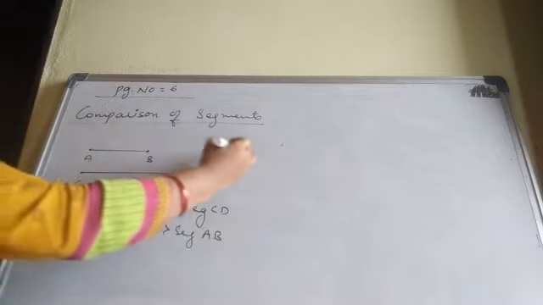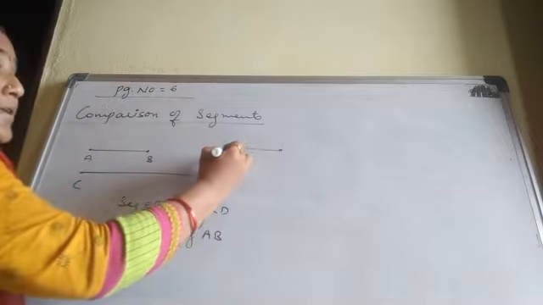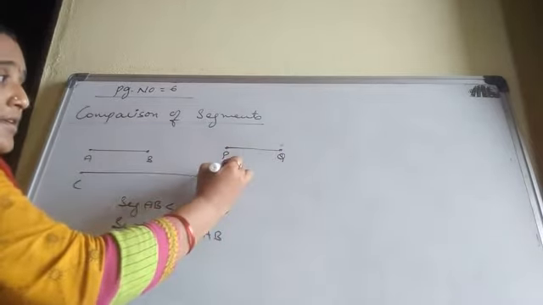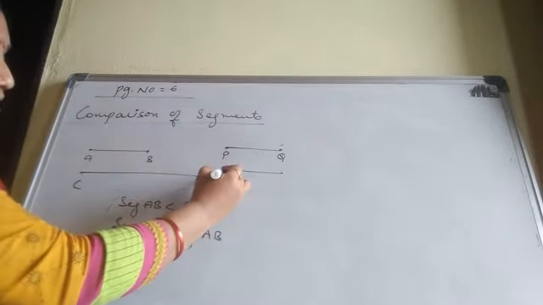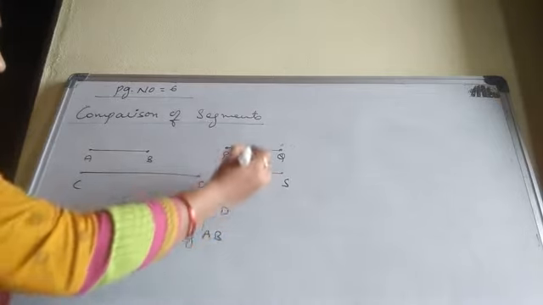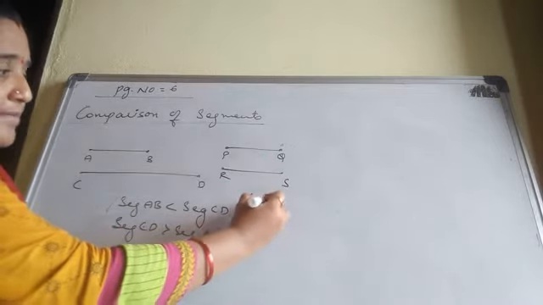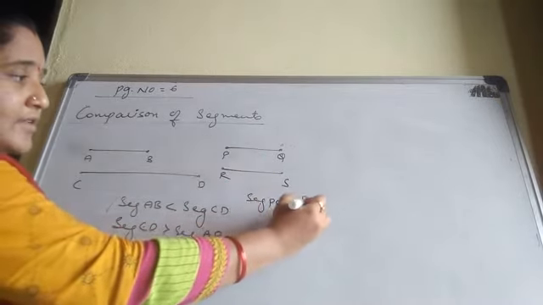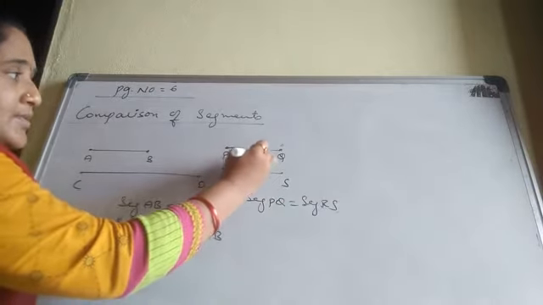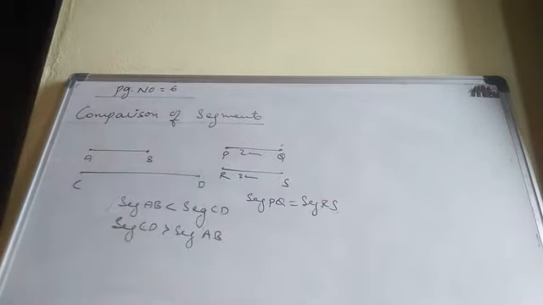You can take 2 equal segments also. Here segment PQ, here segment RS. Now if you see, segment PQ is equal to segment RS. Here 2 centimeter, 2 centimeter. Okay. This is our next definition. First we learn line segment, second one midpoint, and third one comparison of segments. Now coming to the next definition, ray.